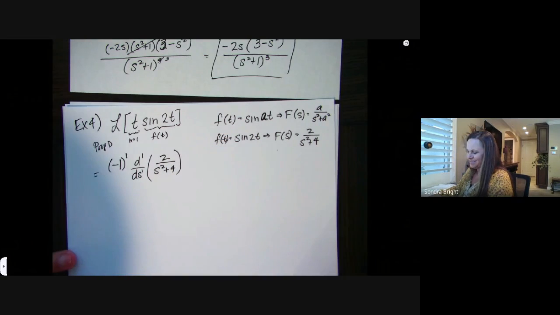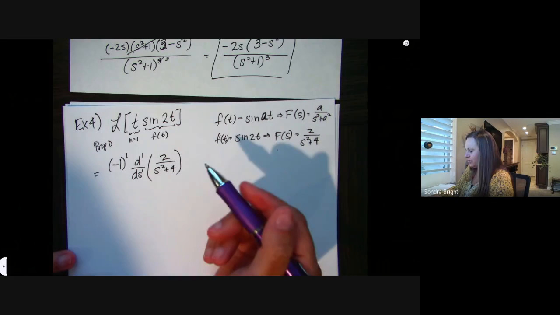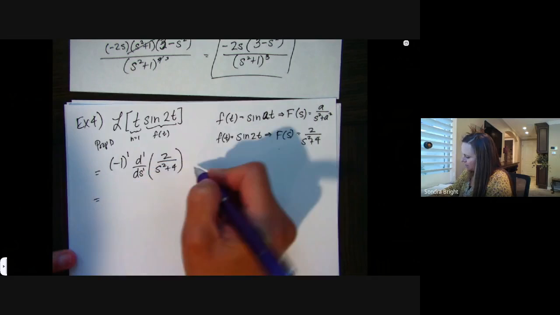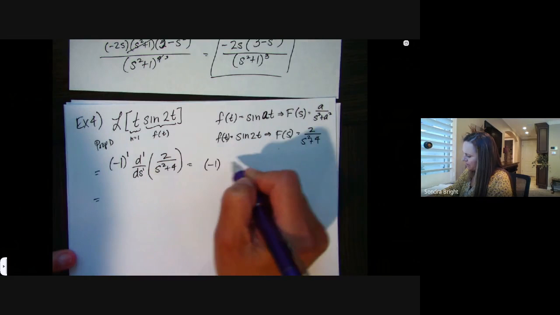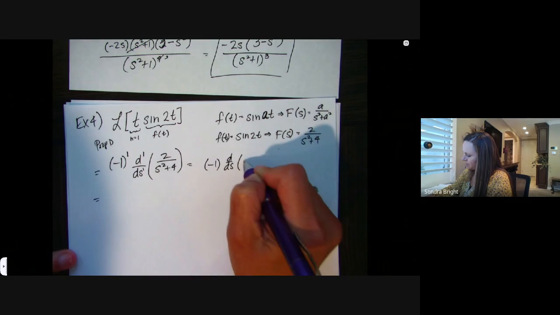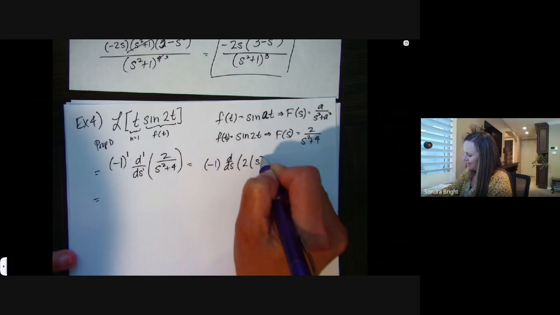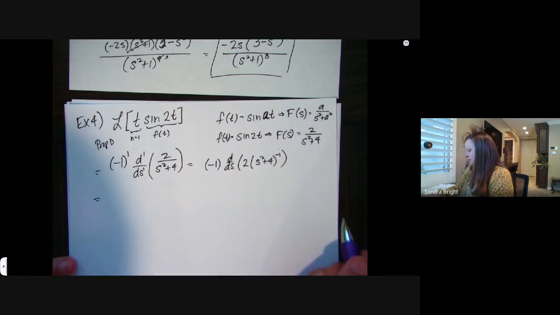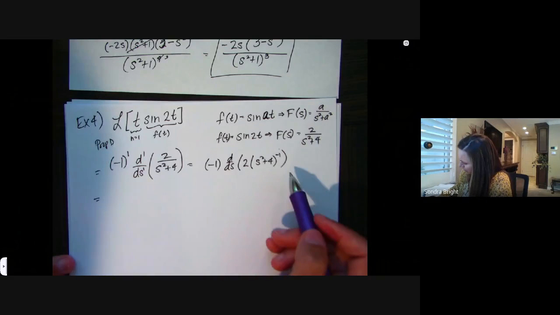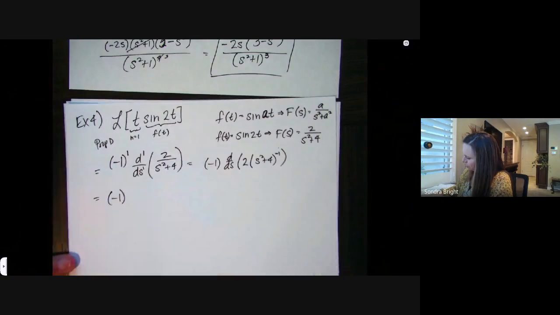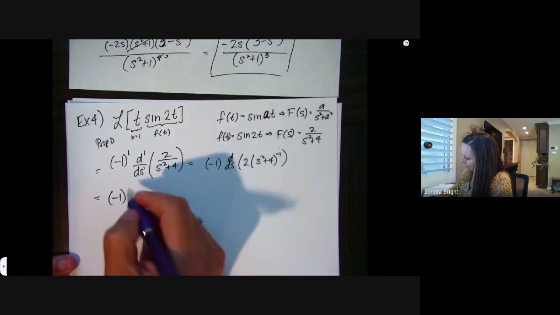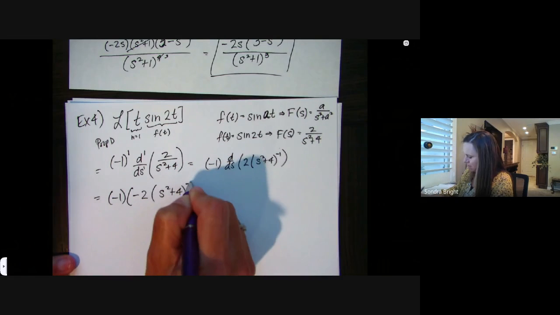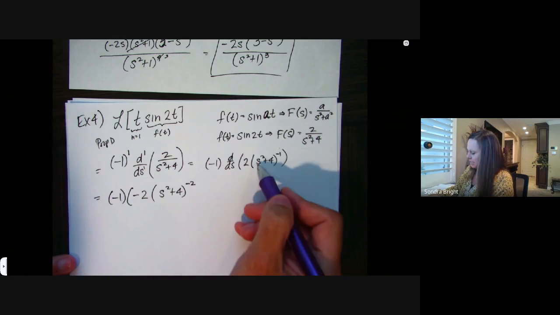I think instead of doing the quotient rule, you could, but I would do it as a -1 times the derivative of 2 times s squared plus 4 to the -1 power. I don't even have to do product rule, it's pop and drop, right? So I've got a -1 in front. Taking the derivative would be a -2 times s squared plus 4 to the -2 power, and then times, chain rule, the 2s.